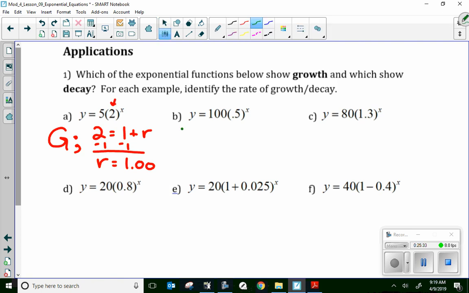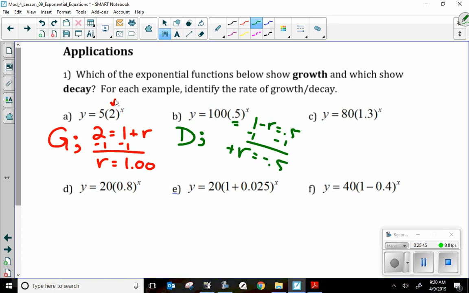All right? B is decay, because it's less than 1. Okay, so that's 1 minus r equals 0.5. If I subtract 1 from both sides, my negative r should equal negative 0.5. But I want positive r, so I should make this positive. My rate of decay is 0.5.